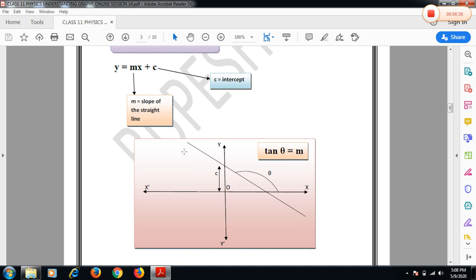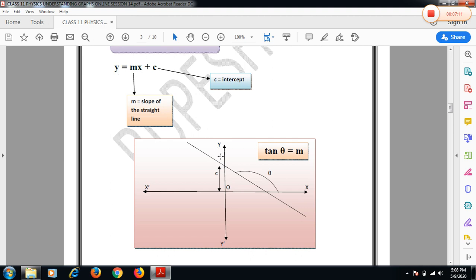Let us look at the figure. Here, this straight line makes an angle theta with the positive direction of the x-axis. So we know that the slope of the straight line is tan theta, right? So tan theta equals m, and c is the intercept made by the straight line on the positive direction of the y-axis here. So we can write y equals mx plus c.